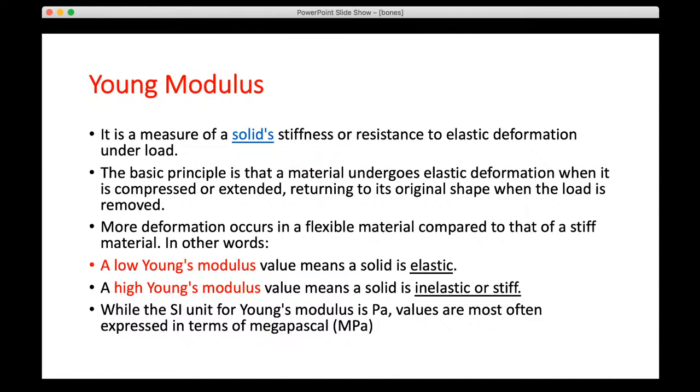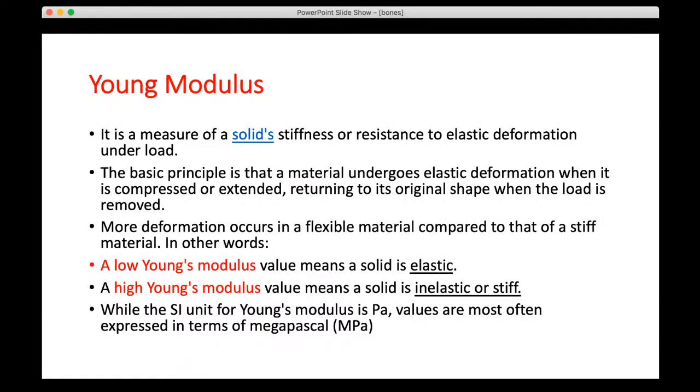That is the opposite, right? What is stiff will be less elastic, okay. So the basic principle is that a material undergoes elastic deformation when it is compressed or extended, returning to its original shape when the load is removed. So this is the elastic property. What is elastic, when you deform it and then release the force, it will come back to its original shape. This principle is known as elasticity. Now Young's modulus will define whether the material is elastic or not. So this is a value which will let you know about the material.